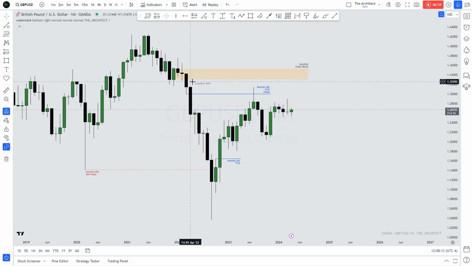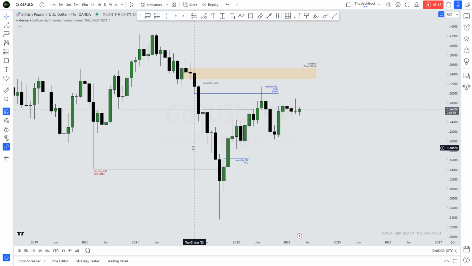So eventually we're looking for this inefficiency to get filled, so there is a likelihood that the market may draw towards this order block in order to fill the inefficiency, because this order block represents the last point of efficient price delivery. Right after that you just got inefficient price delivery, right?